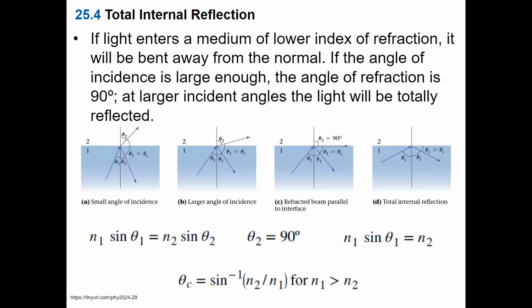This angle we call the critical angle. You can calculate it by looking at Snell's law and setting theta 2 equal to 90 degrees. Then you can solve for theta 1, which will be the critical angle.